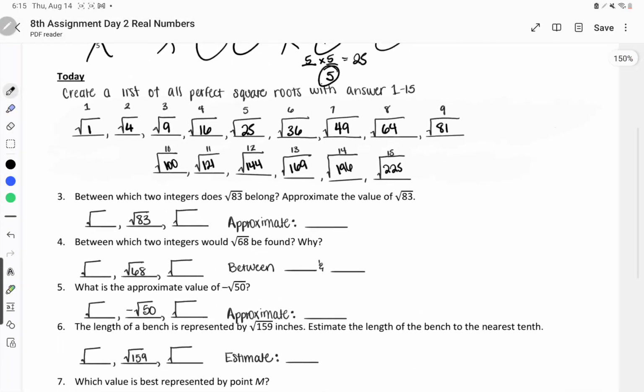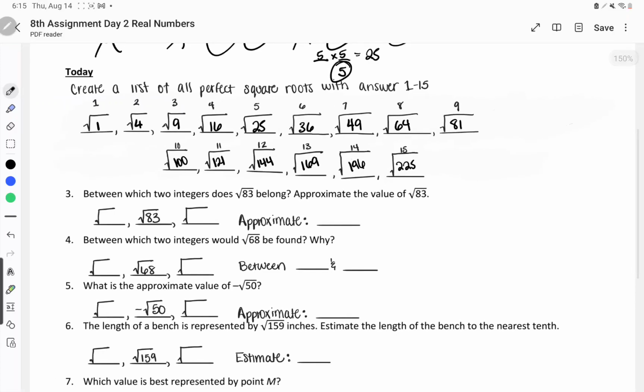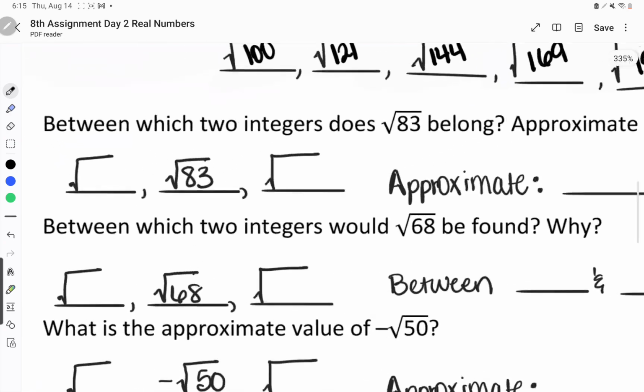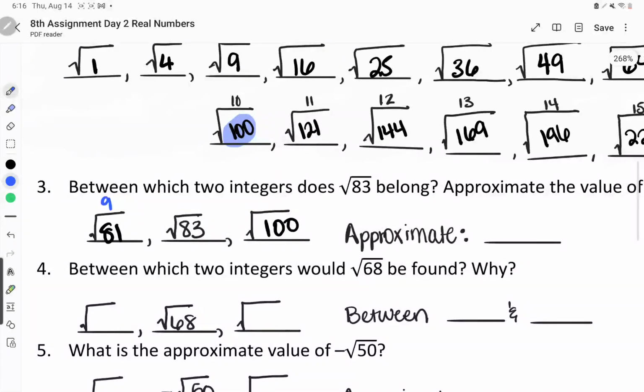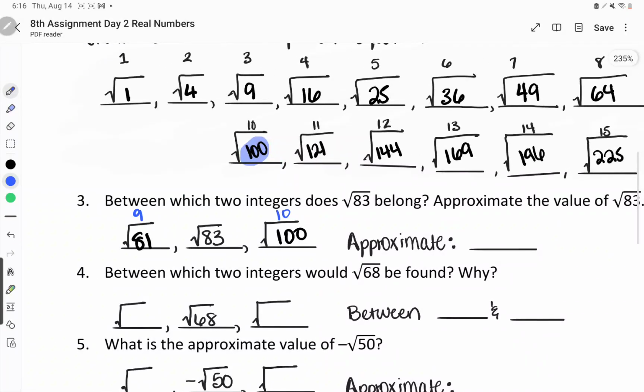All right, so this one says, between which two integers does the square root of 83 belong? Approximate the value of the square root of 83. So we're going to look up here and see which two numbers 83 falls in between. It falls in between 81 and 100. The square root of 81 is 9, and the square root of 100 is 10. So 83 falls between 9 and 10.